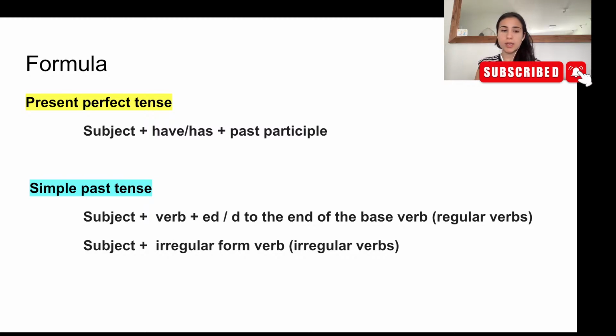And we're going to be looking at the simple past tense formula. For the regular verbs, pretty straightforward, just subject with verb plus ed or d to the end of the base verb. We already know this. And also, if it's an irregular, again, memorize your irregular verbs if you don't know them. Super important in English. So subject plus irregular form of the verb. All right. And if you've got any questions, also feel free to send them to me in the live chat.